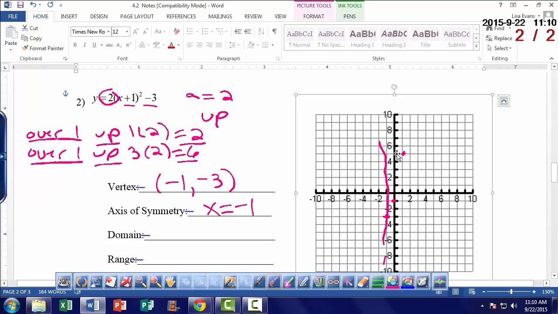Then we're going to go ahead and reflect it. Here is our parabola. The reason I usually don't do the 5a is because I usually end up falling off my graph. You can. It gives you a little more accurate of a parabola.